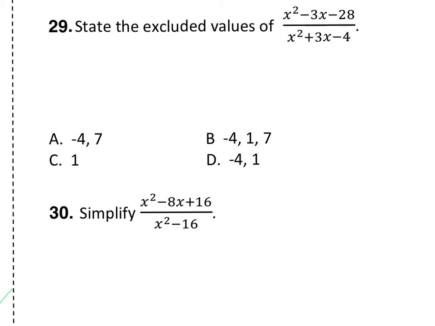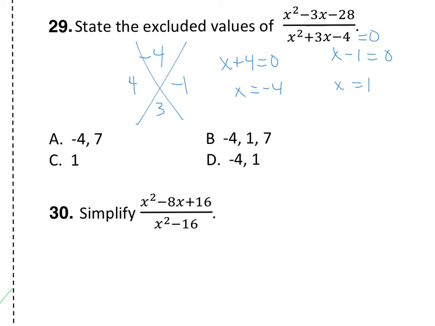Number 29 says state the excluded values of x squared minus 3x minus 28 over x squared plus 3x minus 4. So to find the excluded values, I need to set my denominator equal to 0. So I need to factor and find factors of negative 4 that netted together give me 3, which here would be positive 4 and negative 1. So then I would set x plus 4 equal to 0 and get negative 4, and set x minus 1 equal to 0 and get positive 1. So my two answers would be negative 4 and positive 1, which here would be letter D.